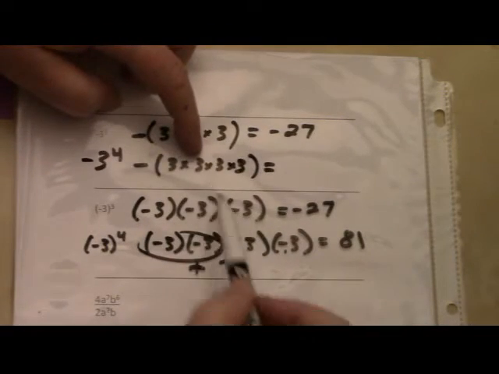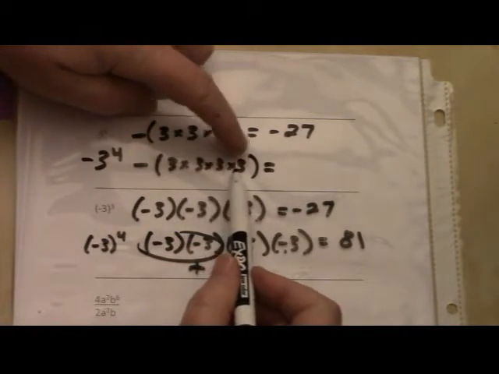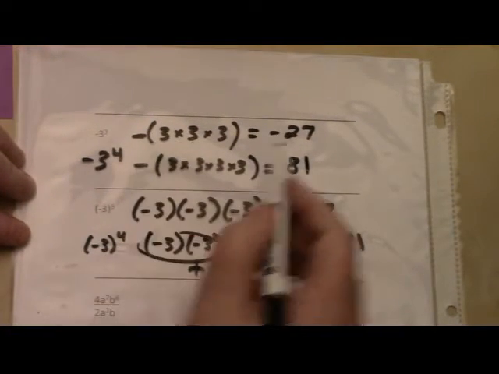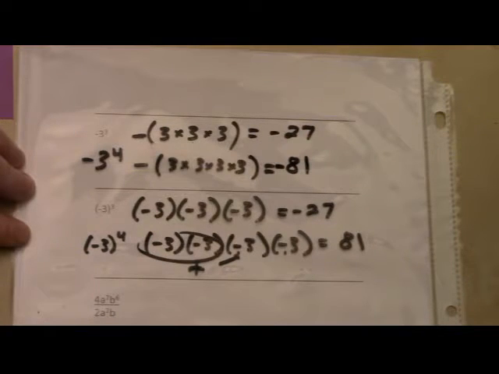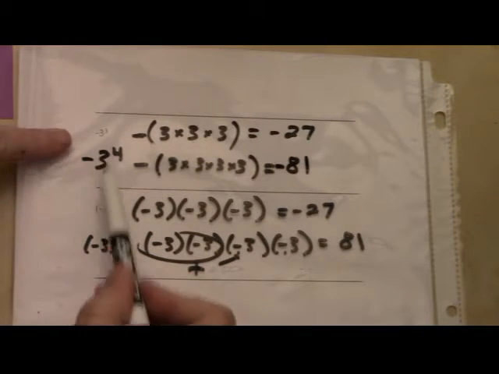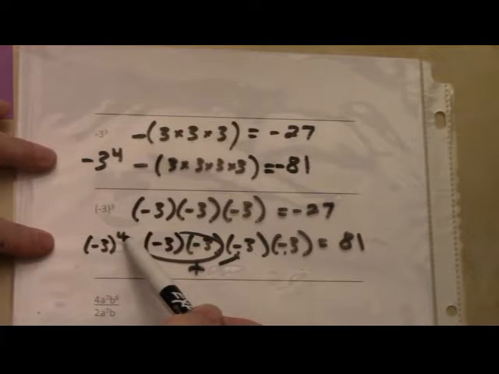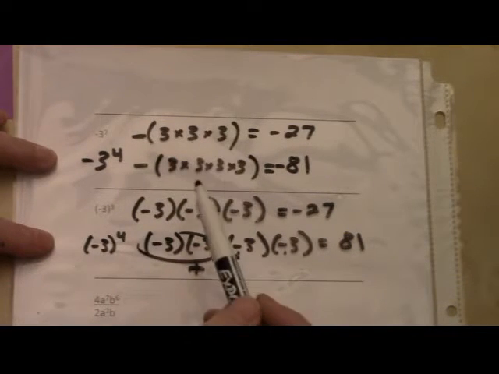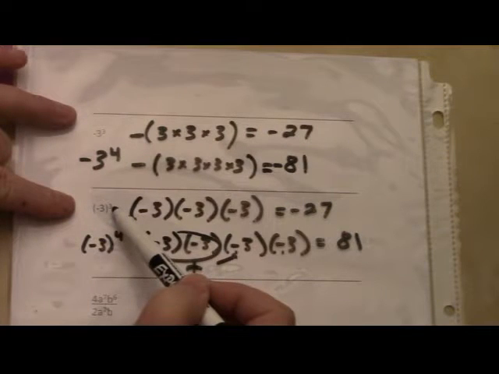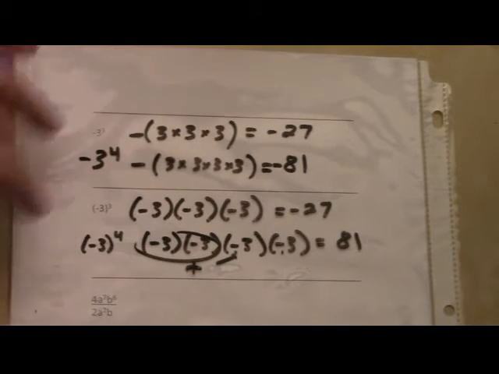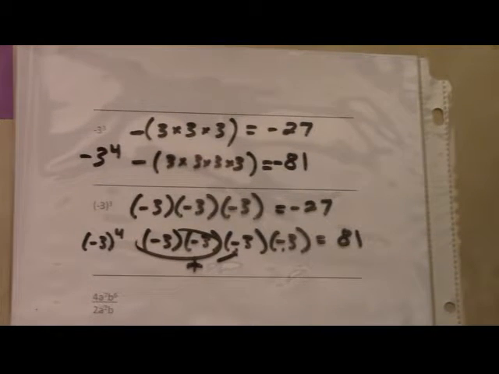Three times 3 is 9, times 3 is 27, times 3 is 81. But this time, now I stick the negative in front of it. So the parentheses will make a difference if it's an even numbered exponent. If it's an odd numbered exponent, they will come out the same. They will always be negative. And again, with our homework, we'll be practicing more on that. You'll get a little bit used to that.